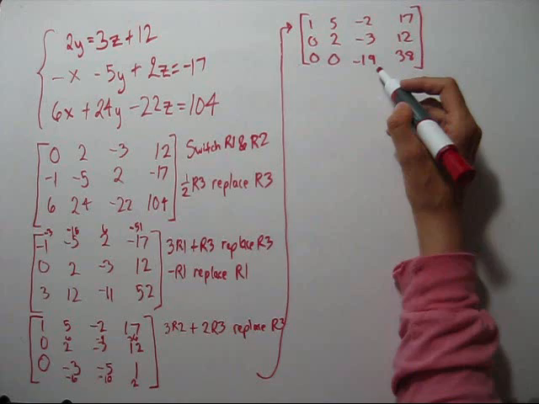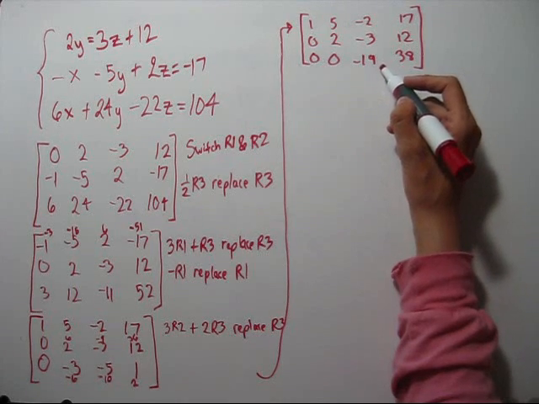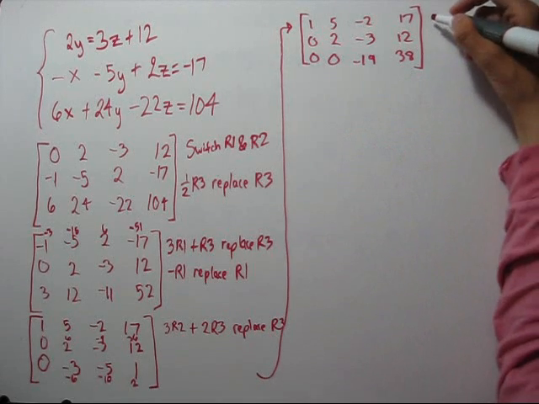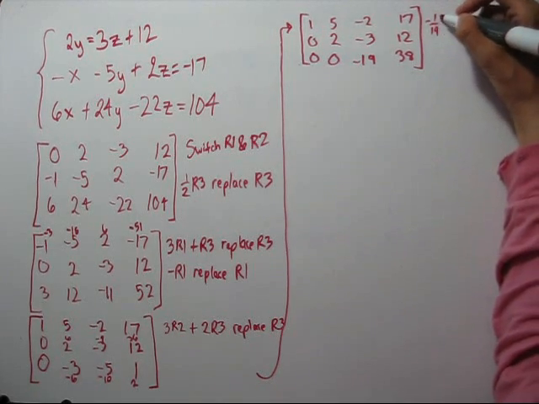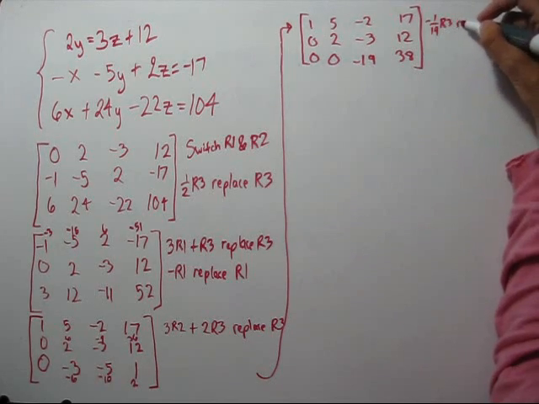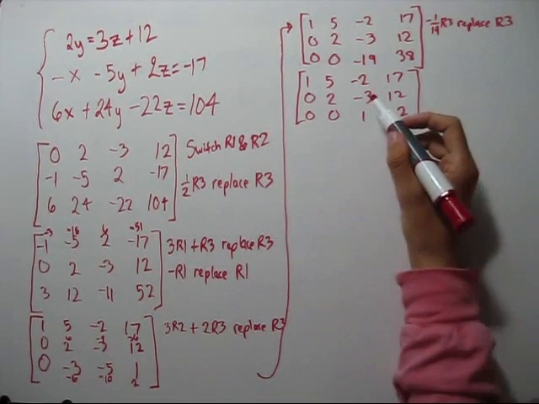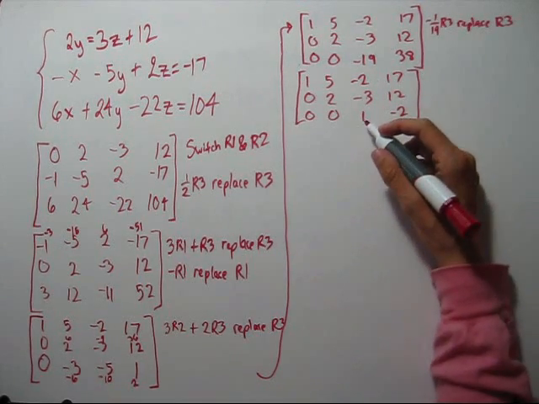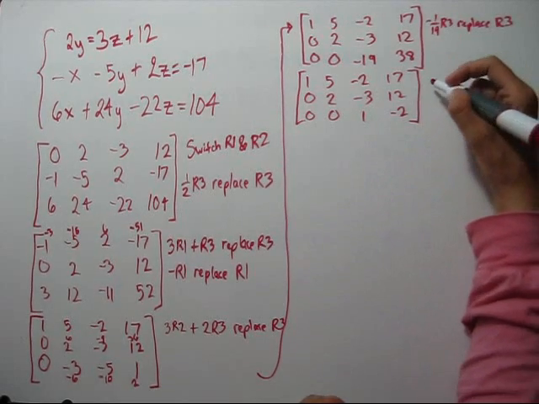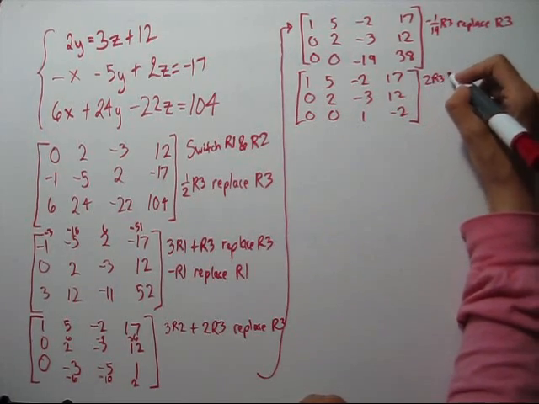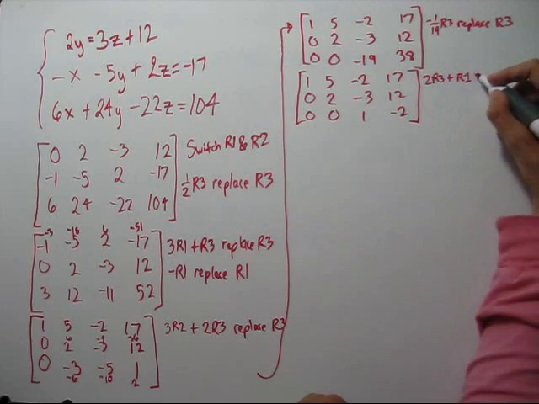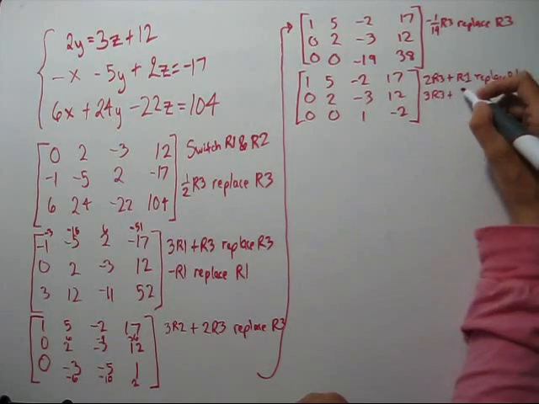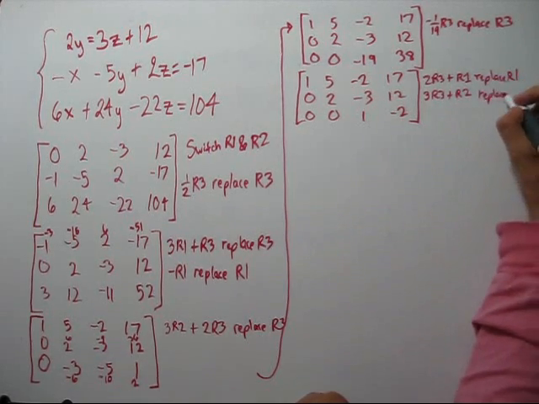We'd like to have this number be a 1 if it doesn't result in fractions. And 19 goes into 38 twice, so we can do that. We'll take -1/19 times row 3 and replace row 3. Now we want to zero out this spot and this spot. And let's do those simultaneously. We can take 2 times row 3 plus row 1 and replace row 1. And we can take 3 times row 3 plus row 2, replace row 2.